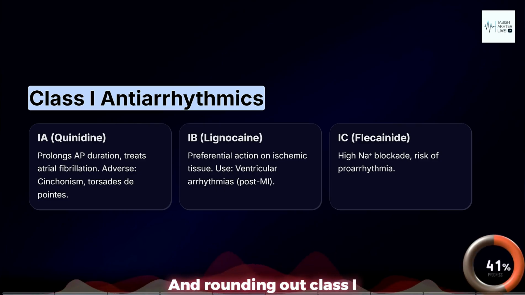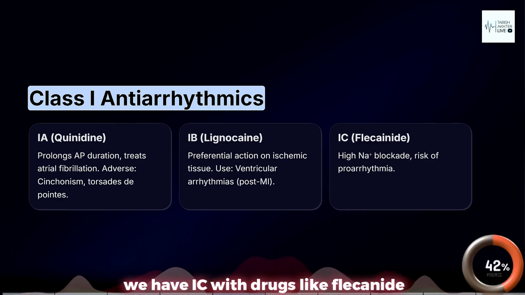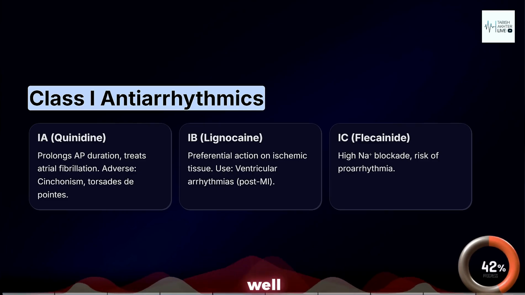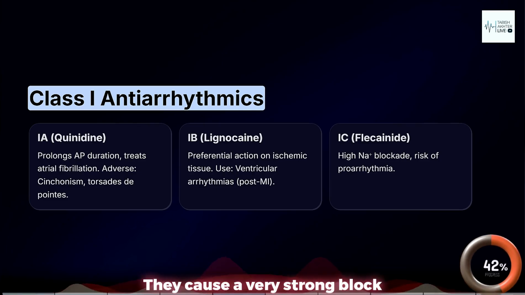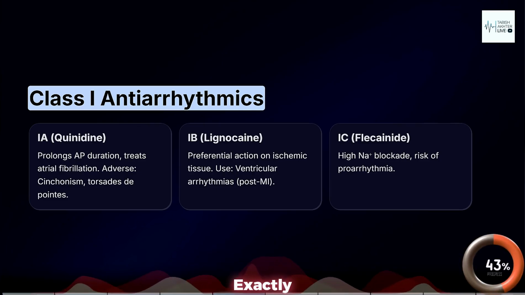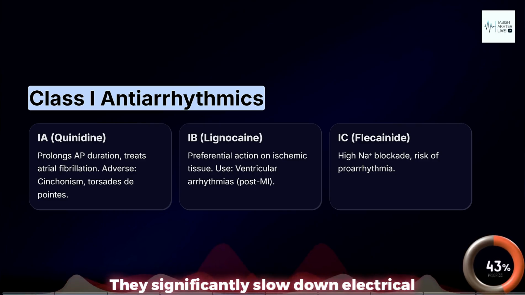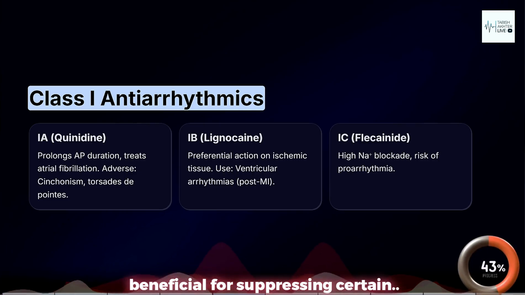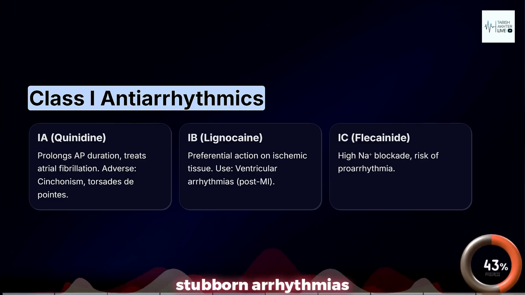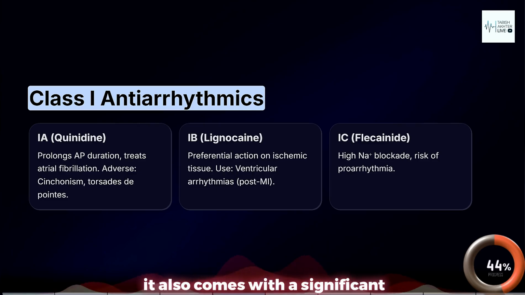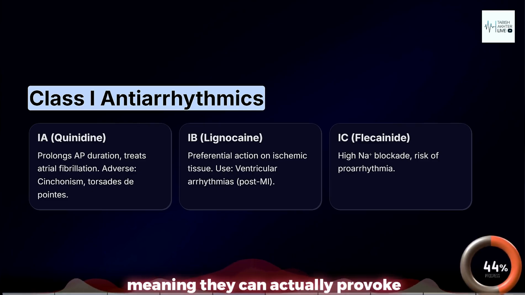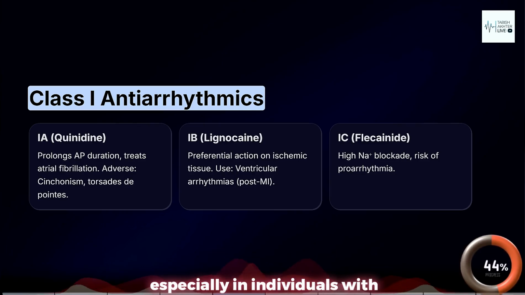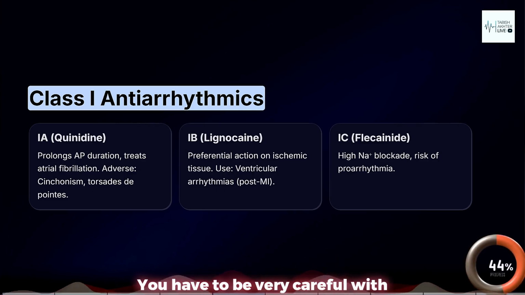Makes sense. And rounding out class I, we have IC with drugs like flecainide and propafenone. What makes them distinct? Class IC drugs are the powerhouses of sodium channel blockade. They cause a very strong block. Really clamp down on it. Exactly. They significantly slow down electrical conduction in both the upper and lower chambers of the heart. While this strong effect can be beneficial for suppressing certain stubborn arrhythmias, it also comes with a significant risk of proarrhythmia. There it is again. Yeah, meaning they can actually provoke new or worsen existing arrhythmias, especially in individuals with underlying heart problems. You have to be very careful with these ones.